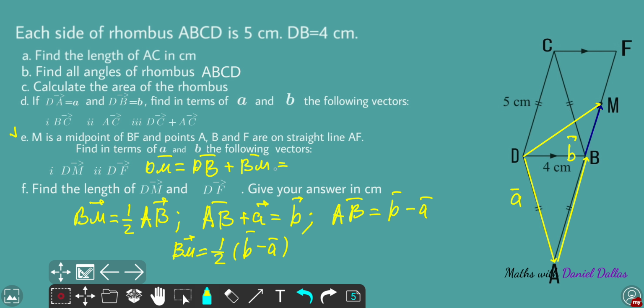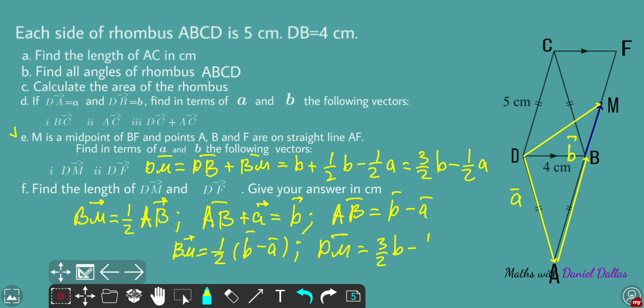So if we plug DB as B and BM as 1 over 2 B minus 1 over 2 A, I just expand that, okay, so right there, I'll get 3 over 2 B minus 1 over 2 A. So finally we've got DM. DM is 3 over 2 B minus 1 over 2 A. So that's finally what we have for DM.